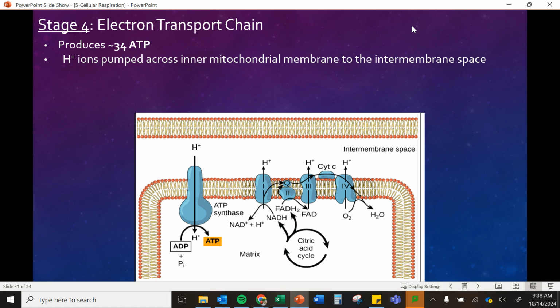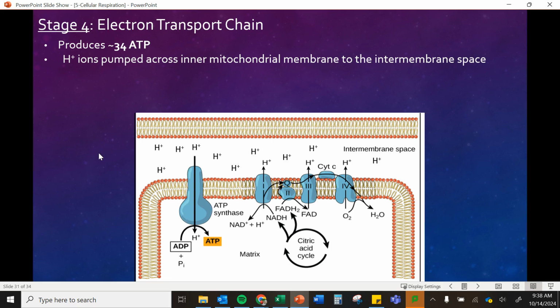Okay, and this is also going to be facilitated similar to photosynthesis. We have hydrogens being pumped and creating a concentration gradient. So hydrogens are being pumped across the inner mitochondrial membrane to the intermembrane space. So we're pumping all of these hydrogens. So instead of being inside like the thylakoid, these are going out of the matrix into the intermembrane space. This is the space between the smooth and folded membranes of the mitochondria.